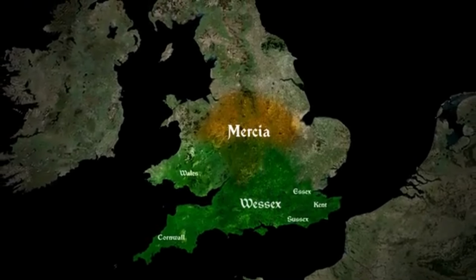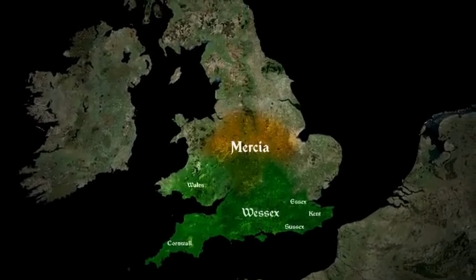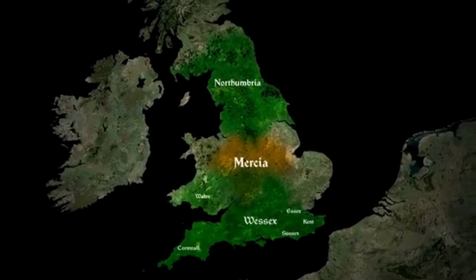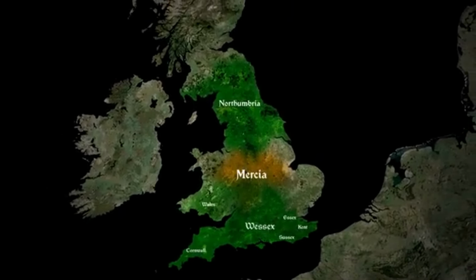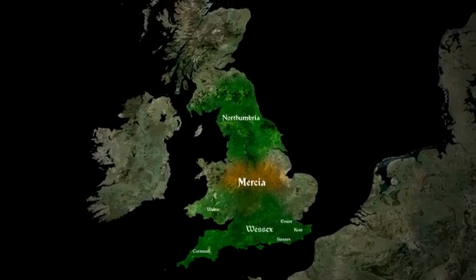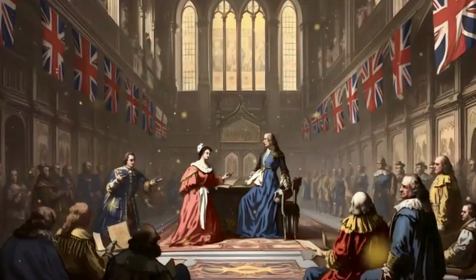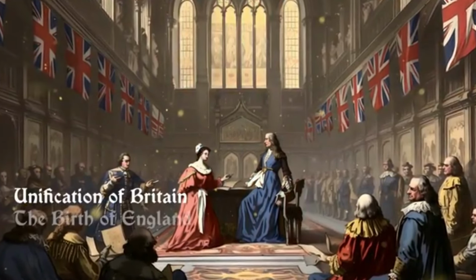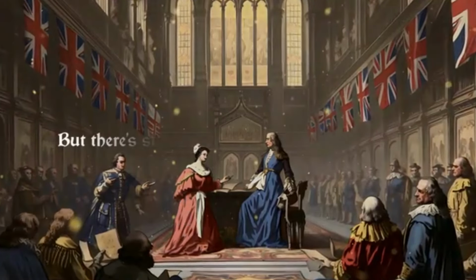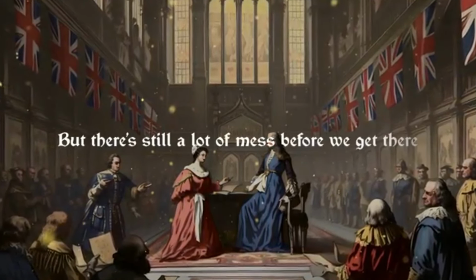Egbert of Wessex set in motion a policy of consolidation and expansion that his offspring would continue to enforce for the next 200 years, eventually leading to the unification of Britain and the birth of England. But there's still a lot of mess before we get there.